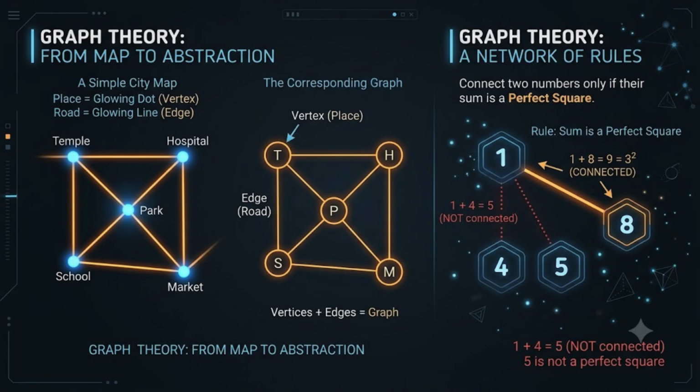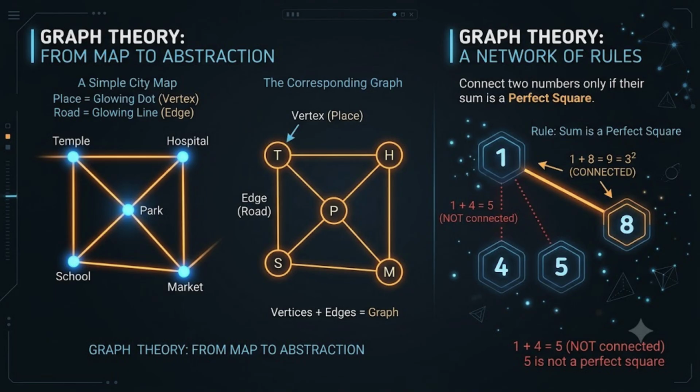But what about 1 and 4? 1 plus 4 is 5. Is 5 a perfect square? No. So we do not connect 1 and 4. If we take many numbers, represent each one as a vertex and connect only the pairs that satisfy our special rule, we get a special type of graph. That is called a square sum graph.